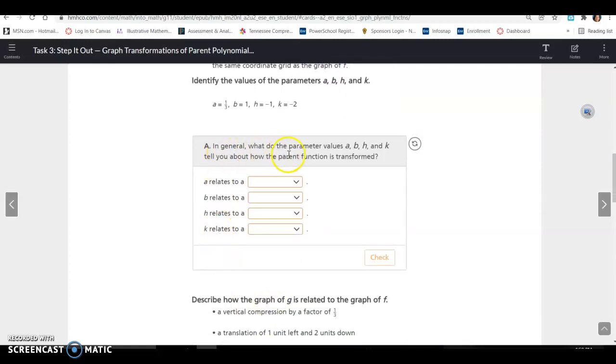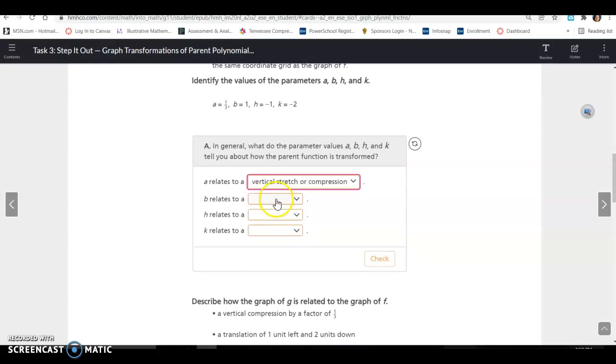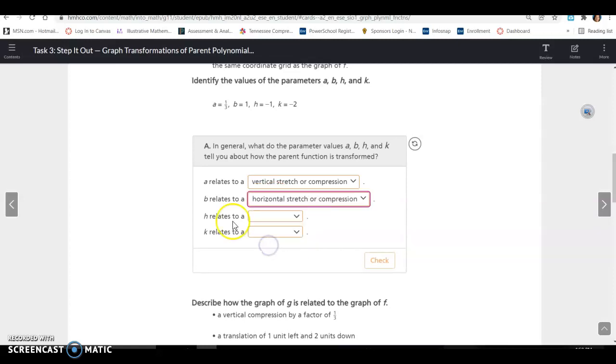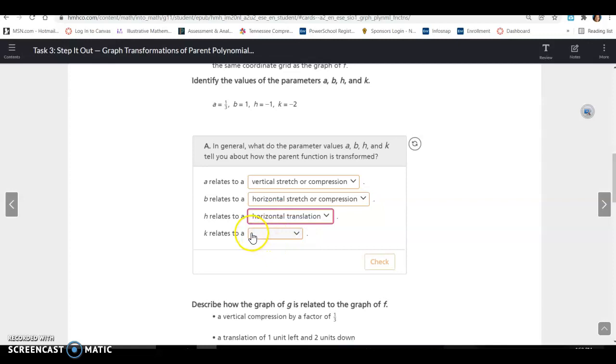So in general, what do the parameter values a, b, h, and k tell you about how the parent function is transformed? Alright, so a is a vertical stretch or compression. B is the horizontal stretch or compression. H is your horizontal movement. And k is your vertical movement.